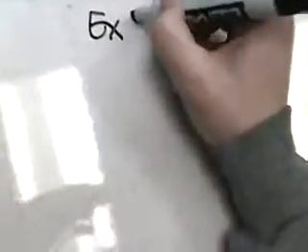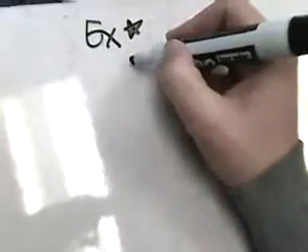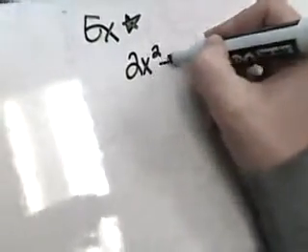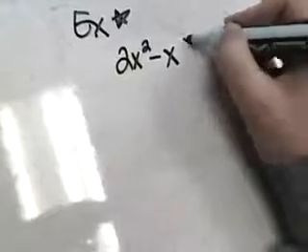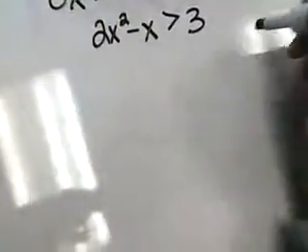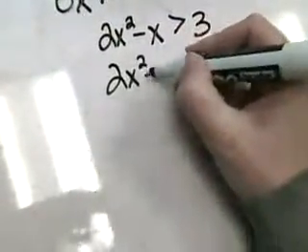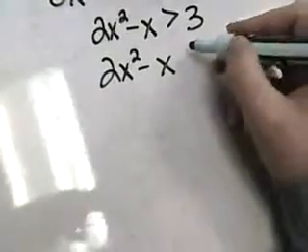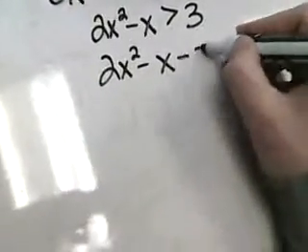Let's do one more. I want to give you another example of number line. How about 2x squared minus x is greater than 3? This is just an extra example. Now again, I want it set equal to 0 first, because anytime I solve a quadratic, I want it set equal to 0. So that'd be minus 3.